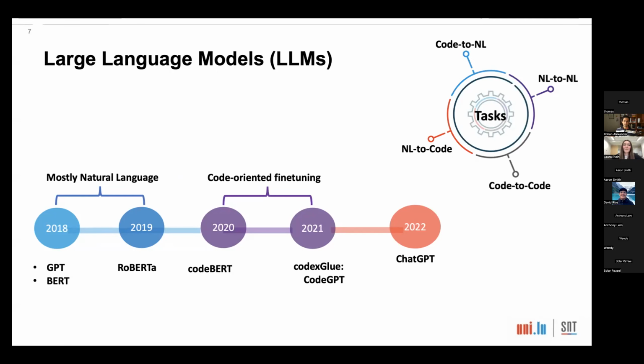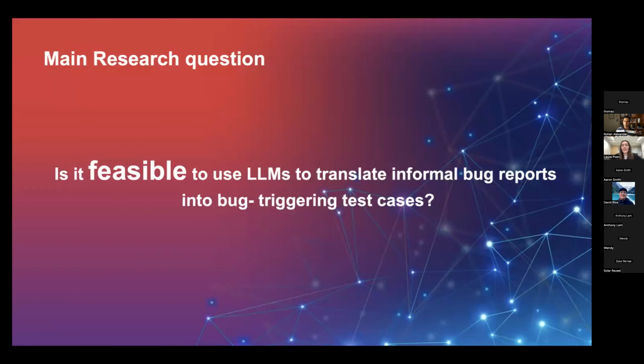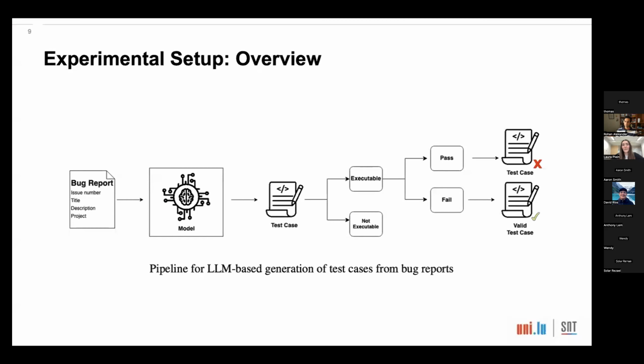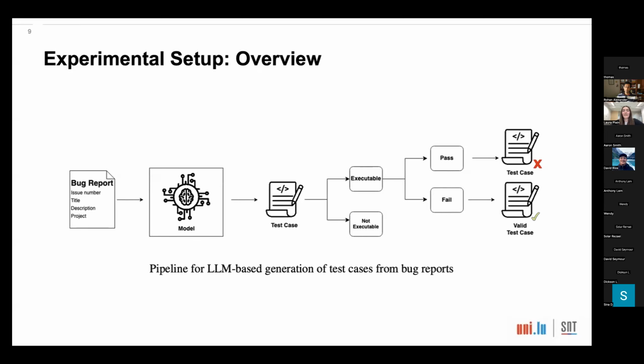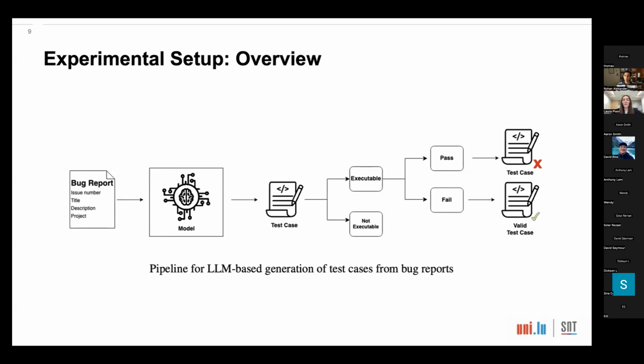Therefore, the main research question was: is it actually feasible to use such a large language model to translate those informal bug reports into bug triggering test cases? The general overview was that, in the end, we wanted to just take the bug report, feed it through our model, and get a test case. Of course, for the test cases, we had to first check if it's actually executable, which unfortunately is not always the case. And afterwards, check whether it's actually failing on the buggy project. And if yes, we can then use it to address the bug.